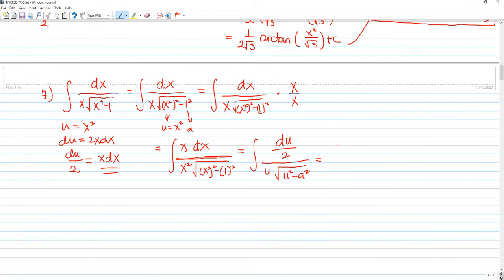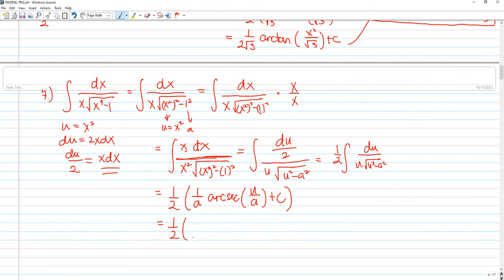So we can factor out 1/2 outside of the integral sign so that we have du all over u multiplied by the square root of u squared minus a squared, of which this is arcsecant. Okay? So we have now 1/2 multiplied by 1 over a arcsecant of u all over a plus c. And that would be 1/2, 1 over a is still 1 over 1.